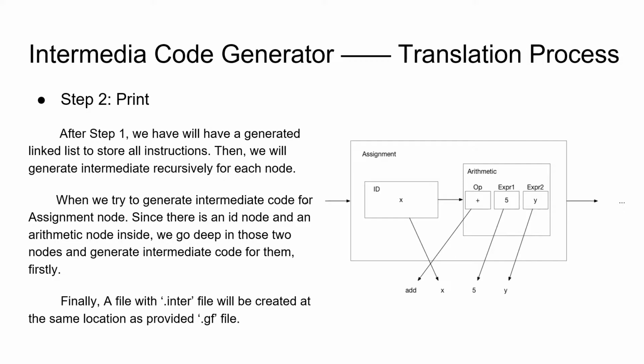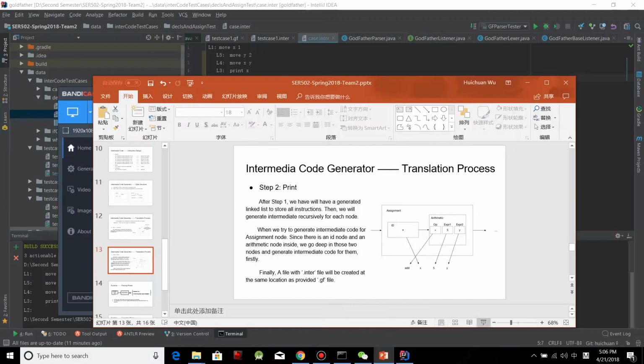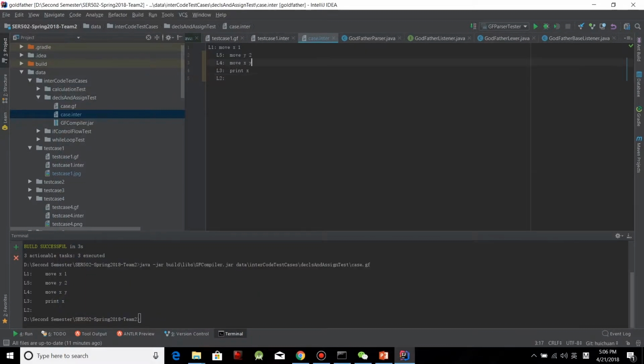In this example, when we translate the assignment node, we first translate the ID and arithmetic nodes inside the assignment. After all this procedure, an intermediate code will be generated at the same location as the provided Godfather source file. Let me show you the procedure.